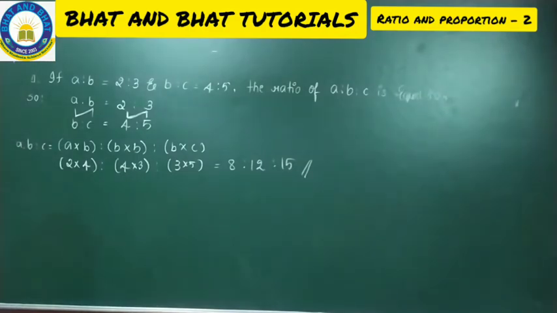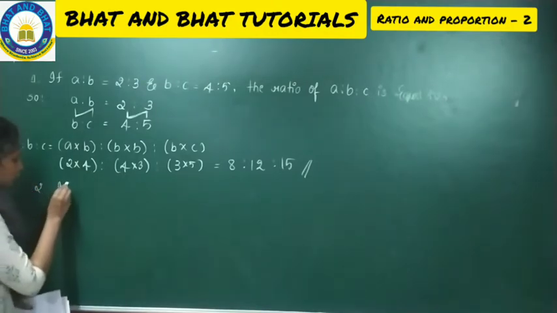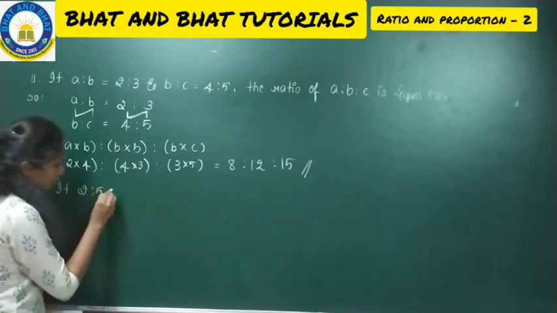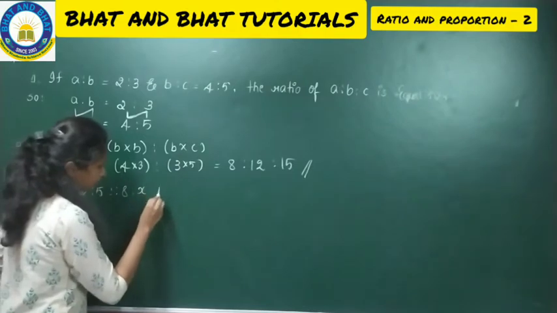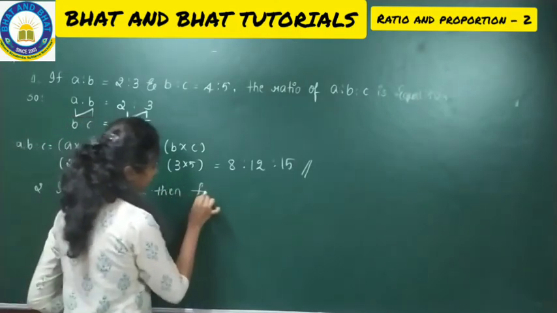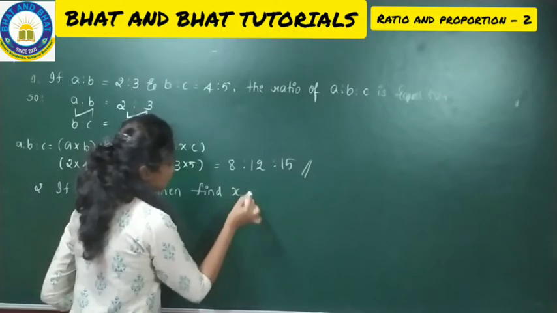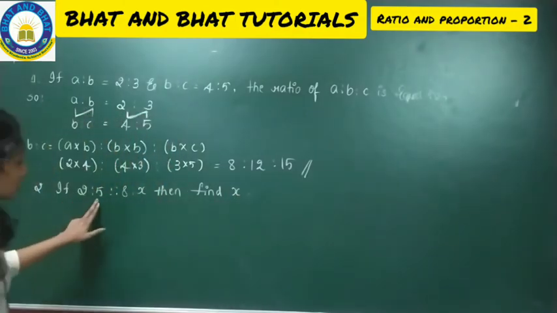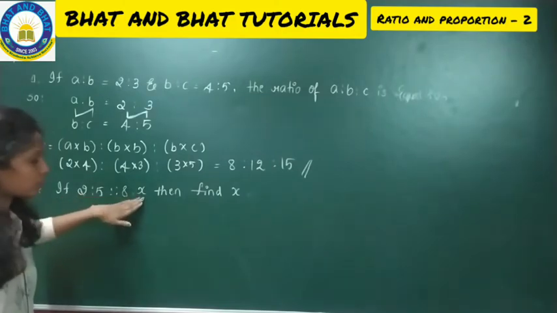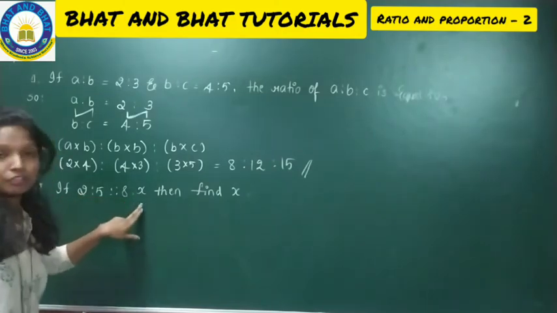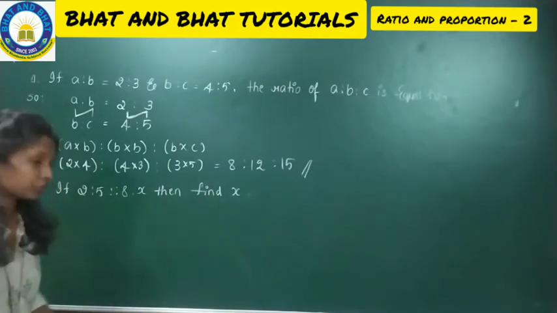So fine students, hope you all copied this. Now let me go with the next problem. The next problem is like this. The second problem: if 2 is to 5 is proportionate to 8 is to x, then find x. So students, you can see here 2 is to 5 is proportionate to 8 is to x. You have three values and one value is missing and you have to find that value. How are you going to find that?